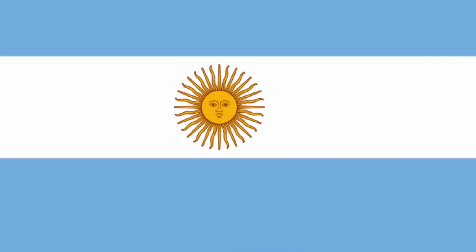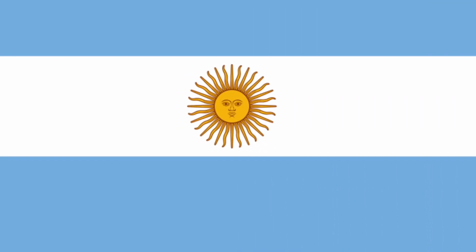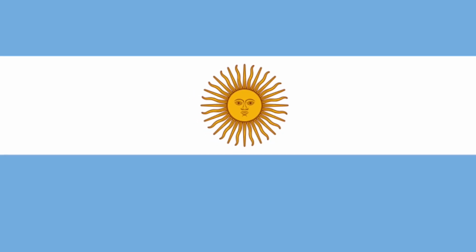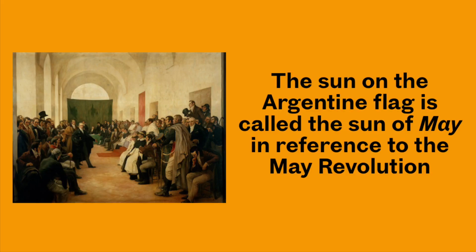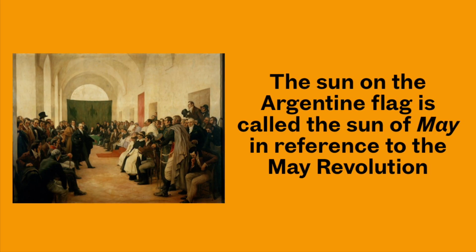Argentina. The Argentine flag is a tri-band composed of 3 equally wide horizontal bands, the top and bottom ones colored light blue and the middle one white. On the middle stripe is the Sun of May, a sun with the face said to represent Inti, the Incan god of the sun. It's called the Sun of May as a reference to the May Revolution.